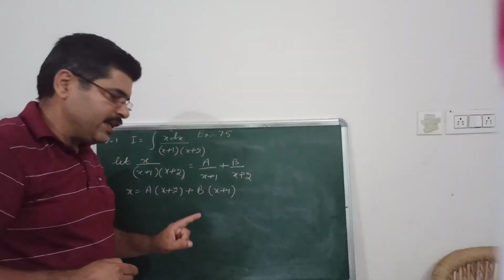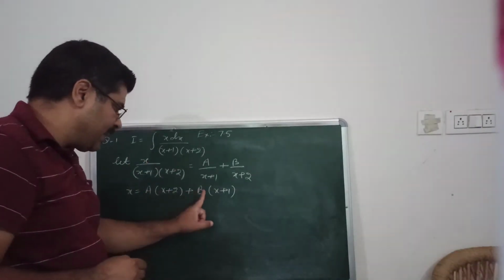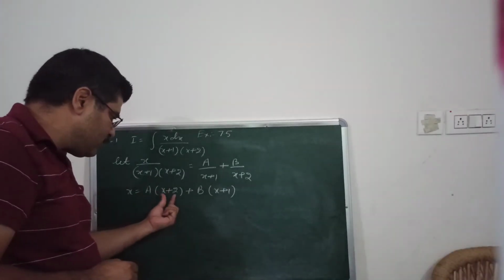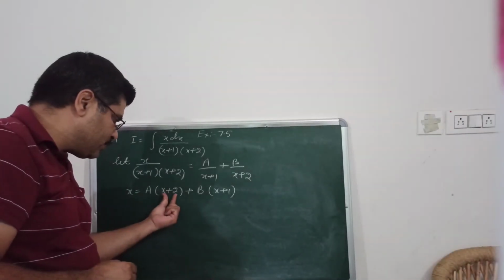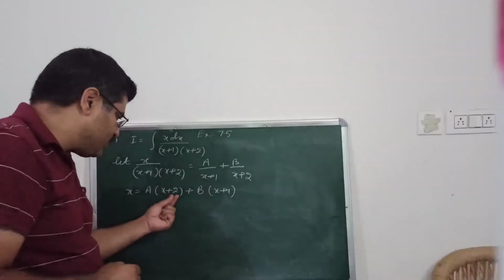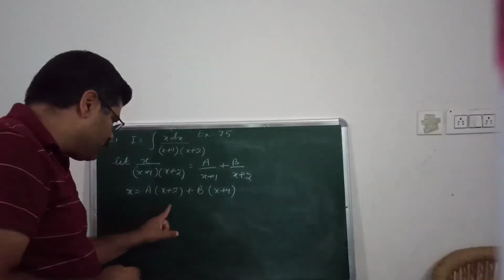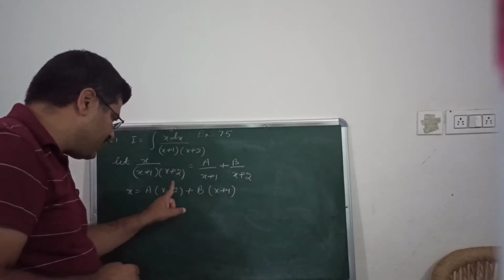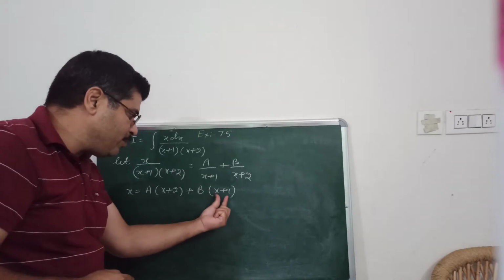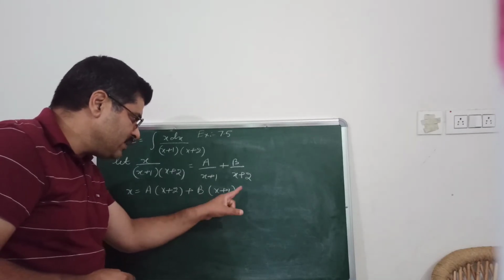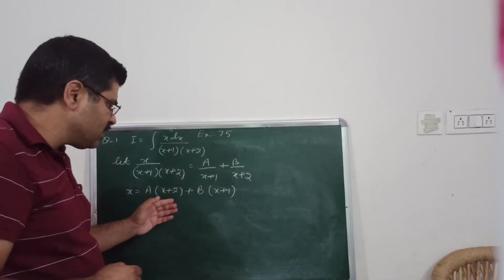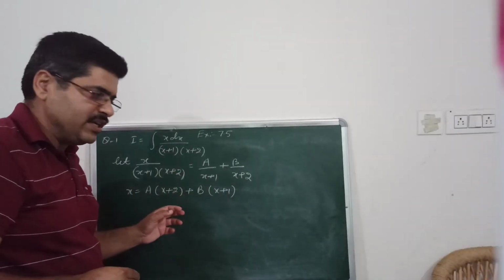Now, an easy way to find the values of a and b is to put in values of x. First you put x plus 2 equal to 0. When you put it equal to 0, x will become minus 2. And when x is minus 2, this whole term will become 0, because minus 2 plus 2 makes it 0, and we will get the value of b. And when we put the value of x as minus 1, then this whole term will become 0, and we will get the value of a. The other way is by comparing the coefficients.